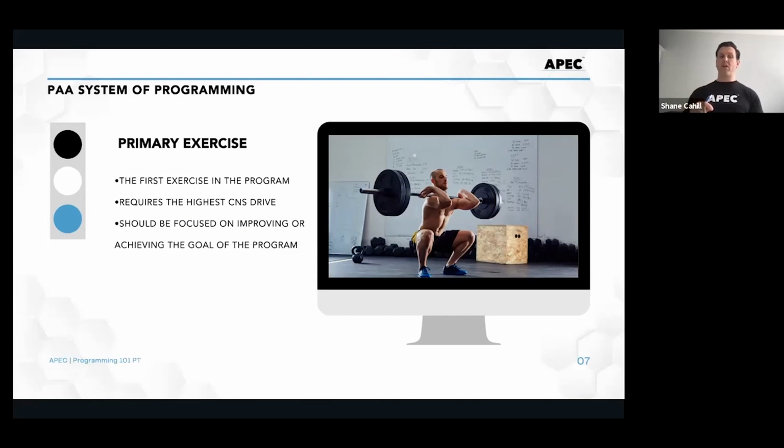The primary exercise should be focused on improving or at least achieving the goal of the program. So if the goal of the program is to become stronger in the lower body, the first exercise in the program should represent that and should be trying to achieve the goal. Again, if the goal is to become stronger, we know that squats or deadlifts will achieve that for us, especially in our lower body. So an exercise like a squat would be a good example of a primary exercise.